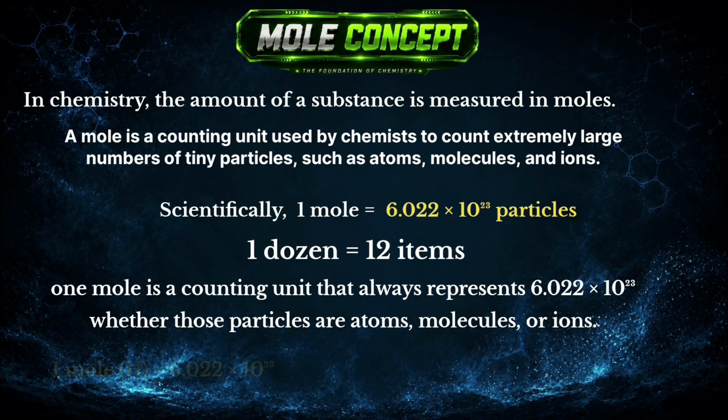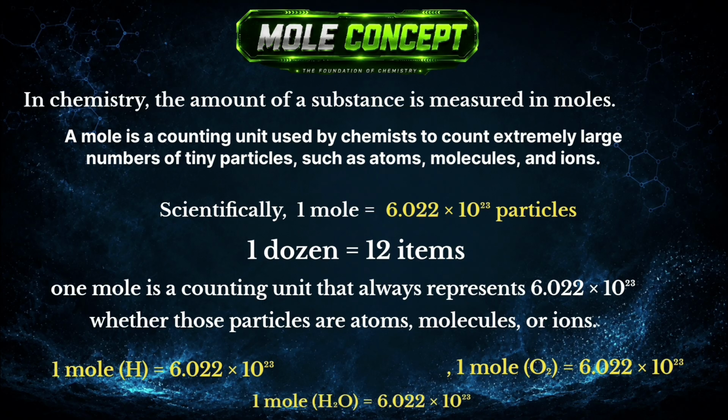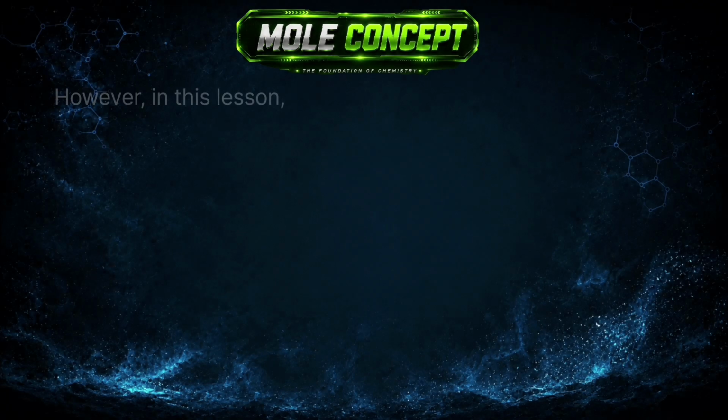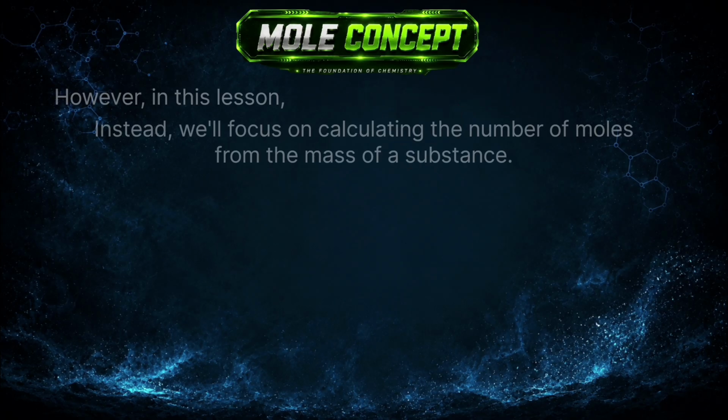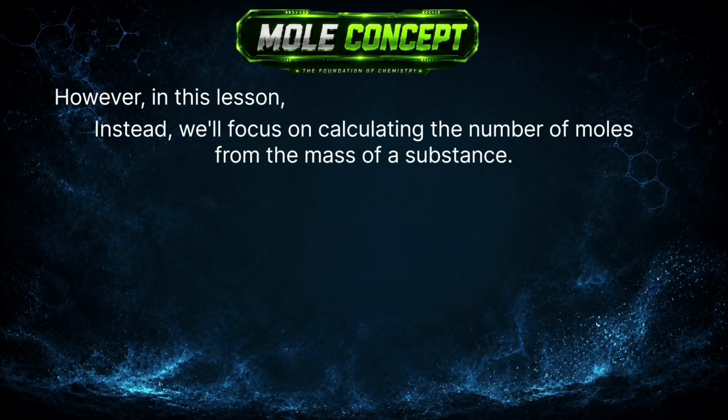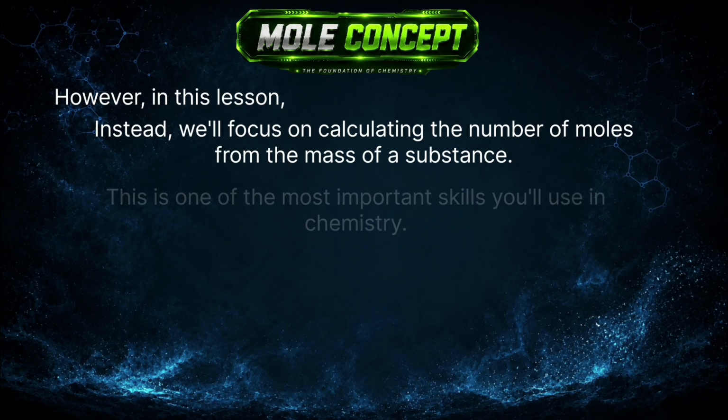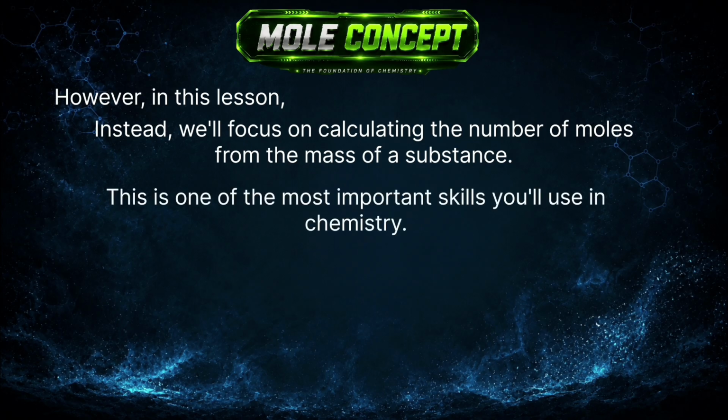For example, 1 mole of hydrogen atoms contains 6.022 times 10 to the 23rd power hydrogen atoms. 1 mole of oxygen atoms contains 6.022 times 10 to the 23rd power oxygen atoms. 1 mole of water molecules contains 6.022 times 10 to the 23rd power water molecules. However, in this lesson, we won't be calculating the number of particles. Instead, we'll focus on calculating the number of moles from the mass of a substance. This is one of the most important skills you'll use in chemistry.